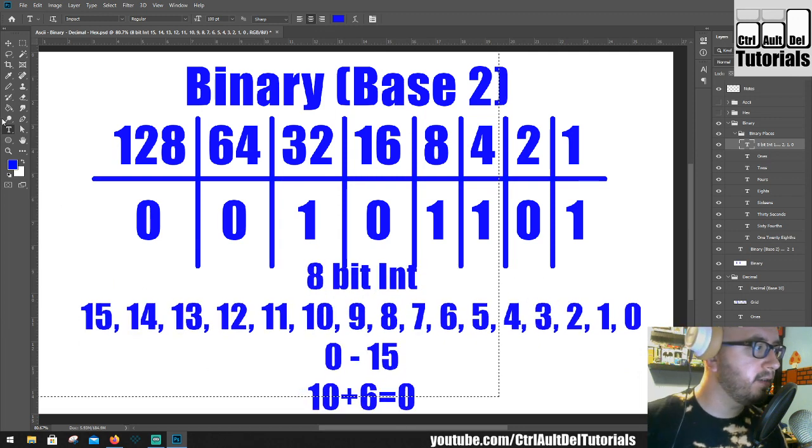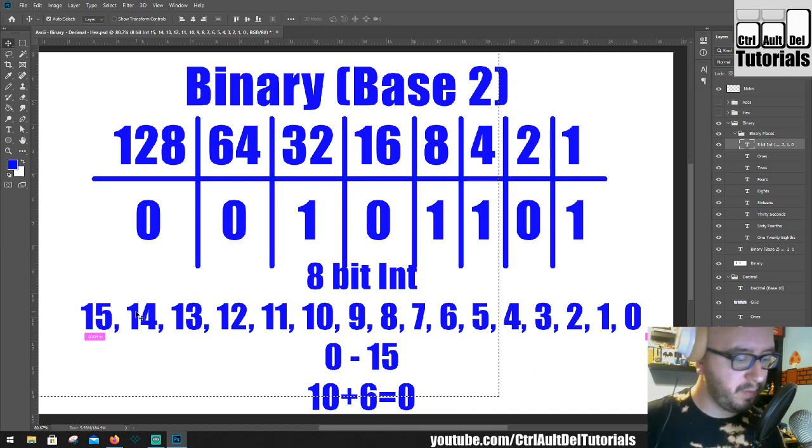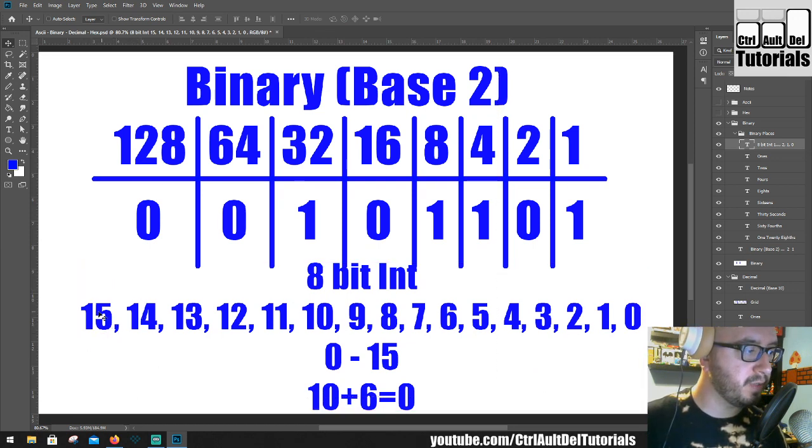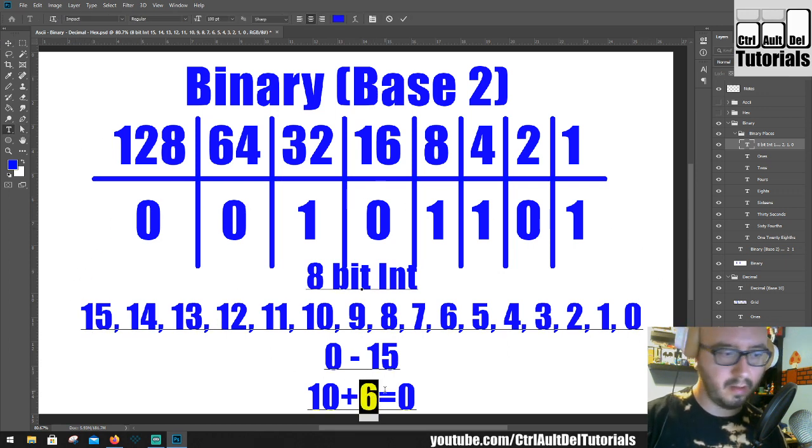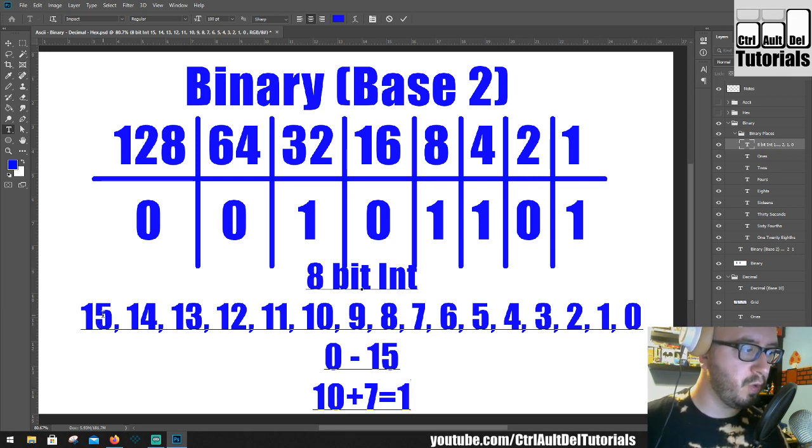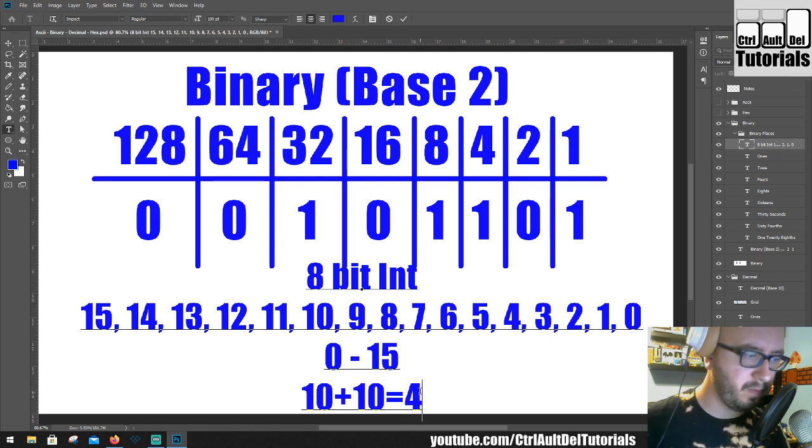If I can only store these numbers in an 8-bit integer, that would mean that if the number goes above here, I get overflow, which sends it back here. If this would have been 17, my answer would have been 1, because it would have gone 2 over this. If I would have done 10 plus 10, that would have been 20, so it should be 4, if my math is right, which it might not be.